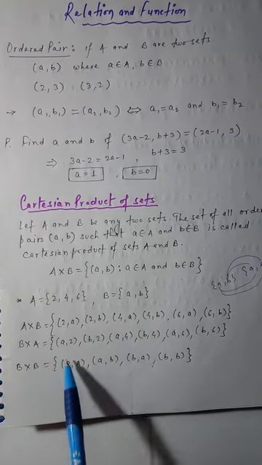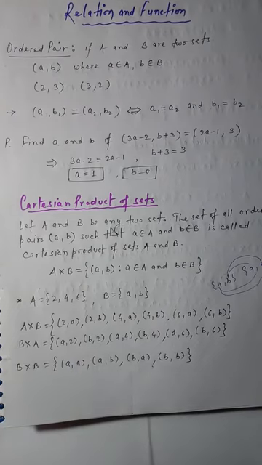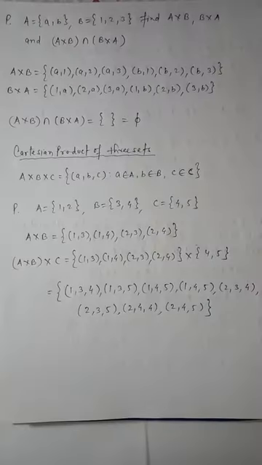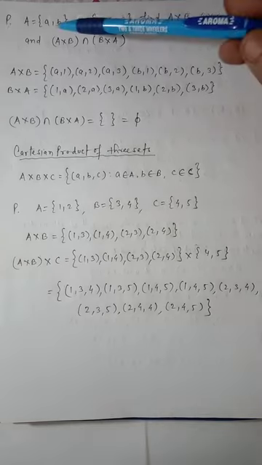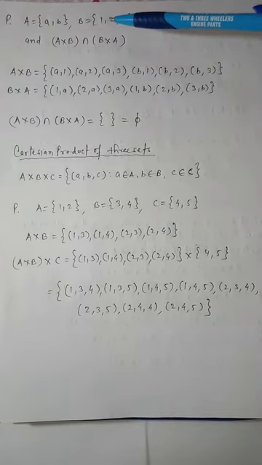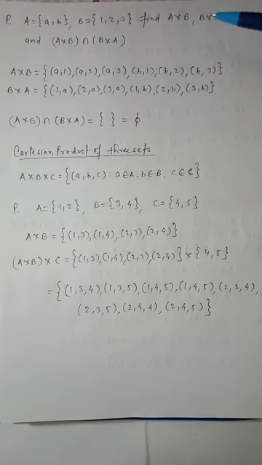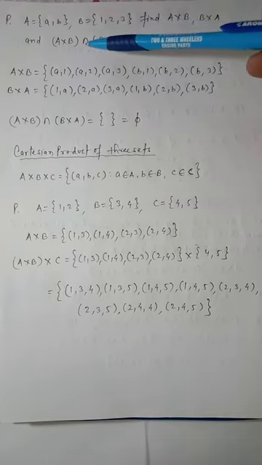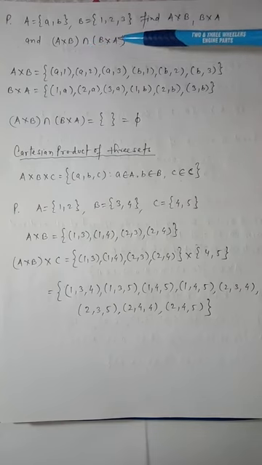In the same manner, you can also write A cross A. Like in this second example, one set A is given, which is A comma B. Set B is given, which is 1, 2, 3. You have to find A cross B, B cross A, and A cross B intersection B cross A.